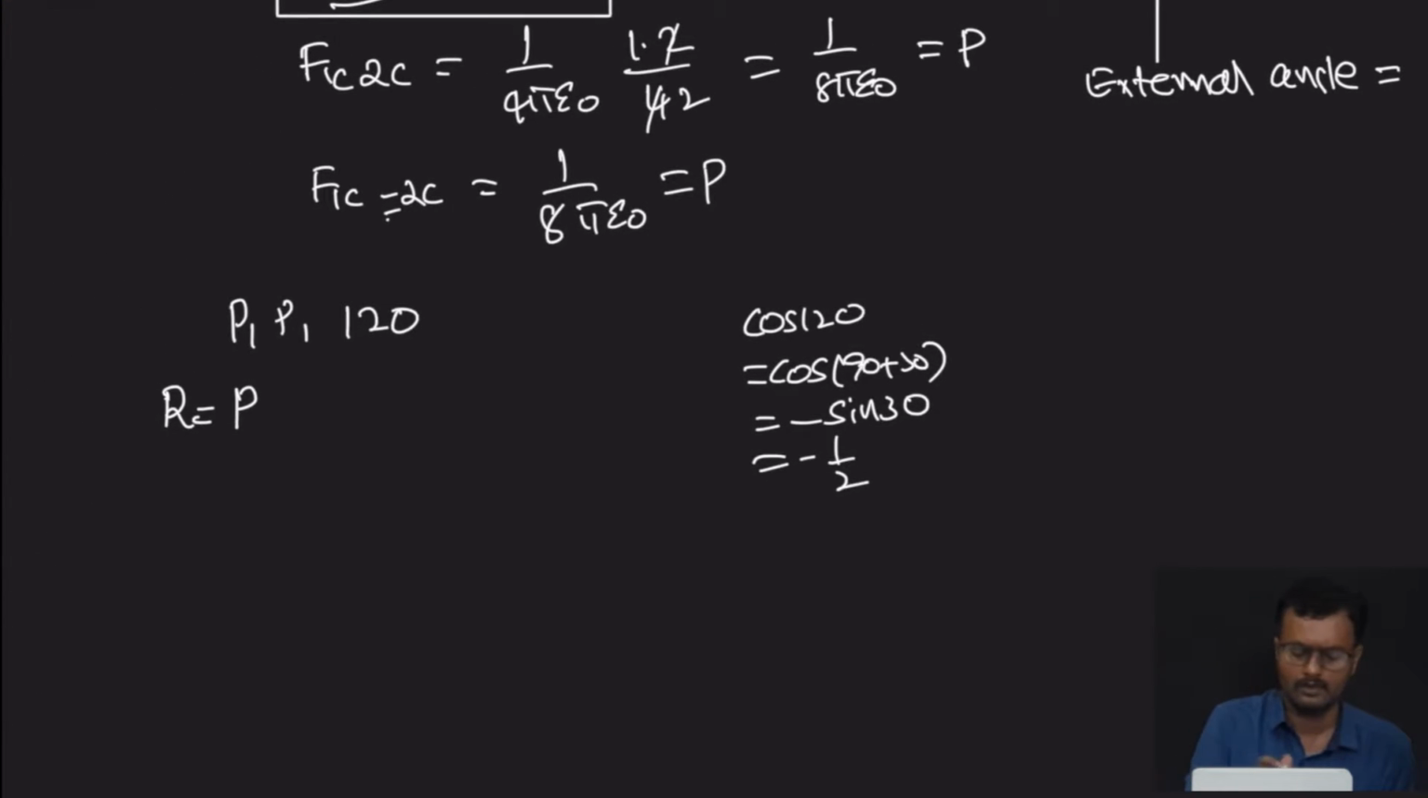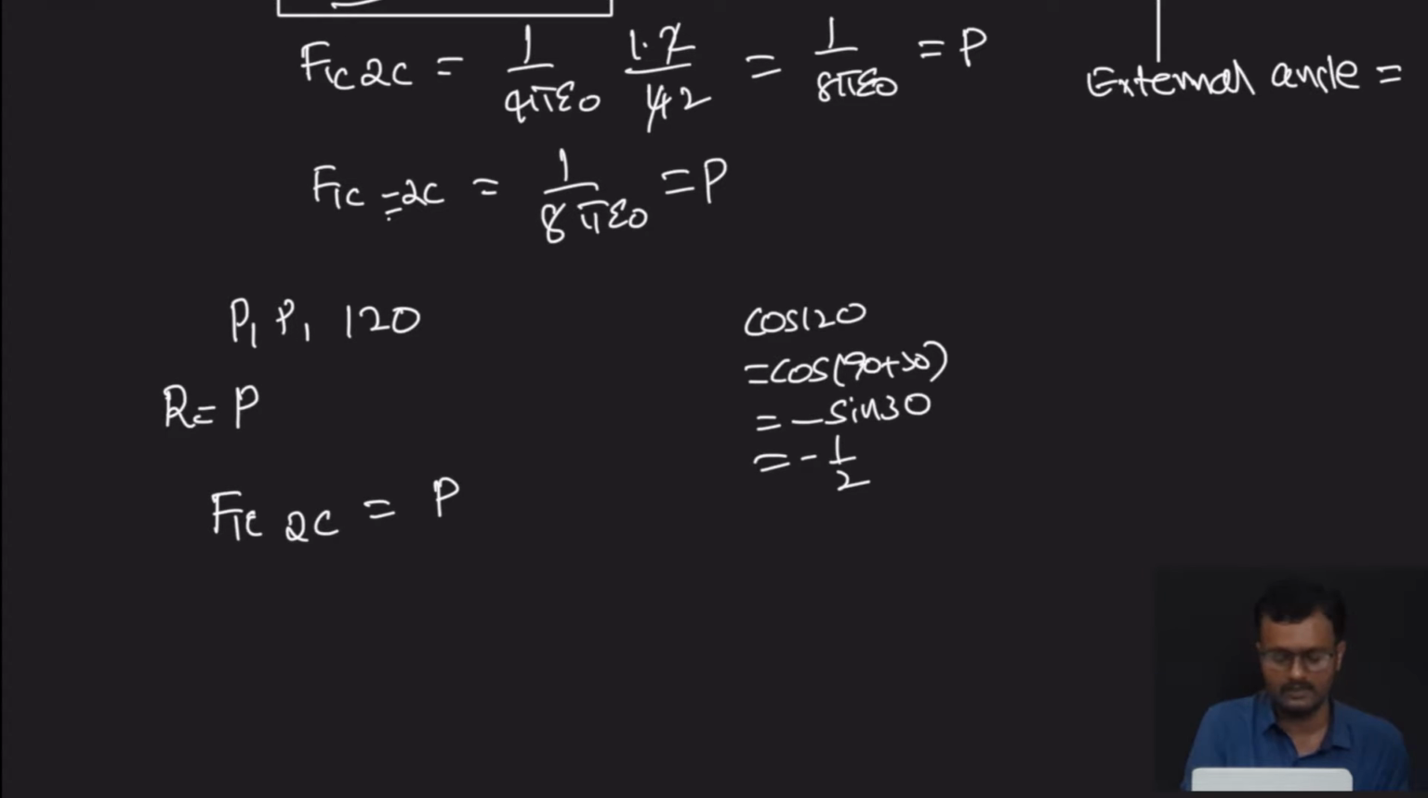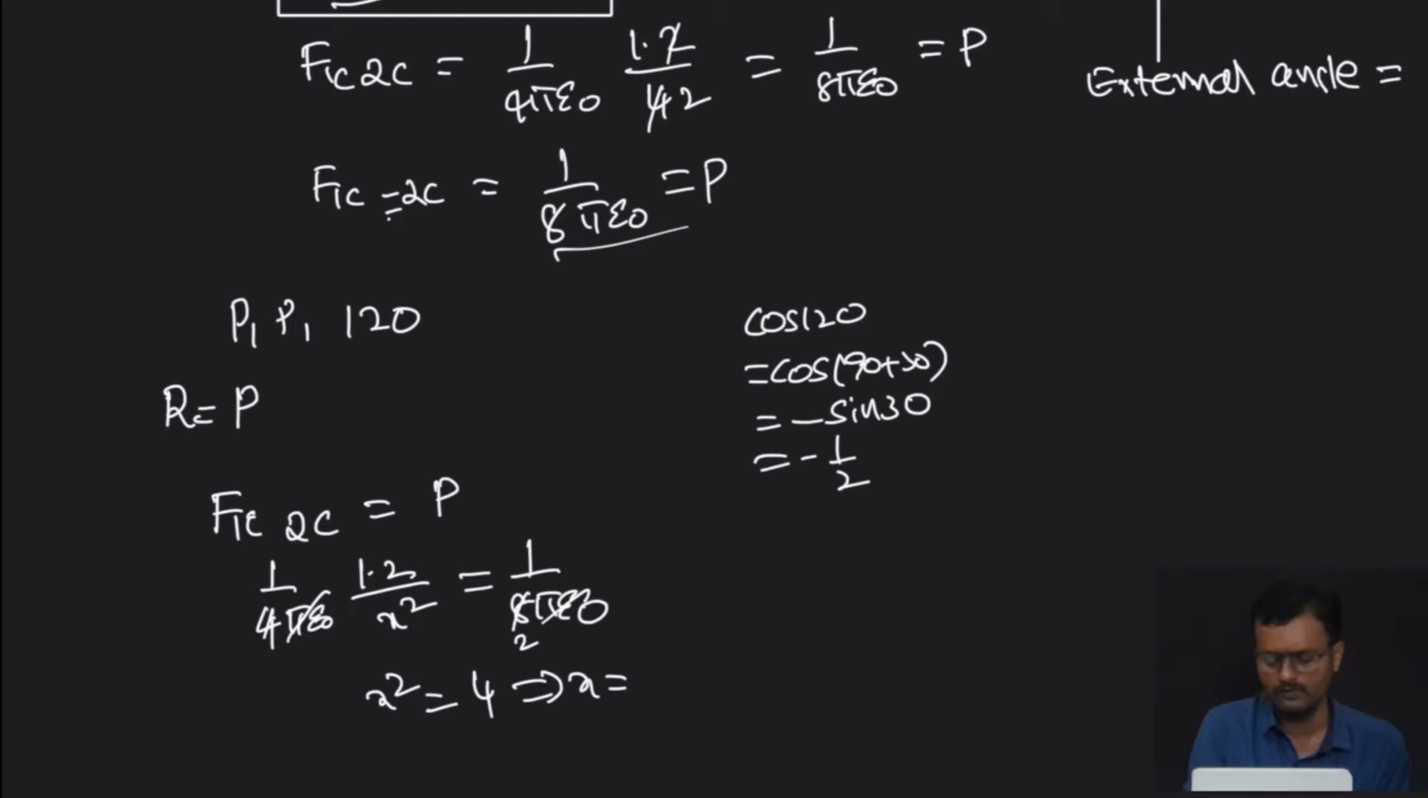See, the force on 1 coulomb by the third charge 2 coulomb should be equal to the magnitude of the resultant vector, that is p. So 1 by 4 pi epsilon naught, 1 into 2 by distance x square, is equal to p. So p is nothing but 1 by 8 pi epsilon naught. Epsilon naught cancels, 4 ones are 4, 4 twos are 8. So x square is equal to 4, which implies x is equal to 2.